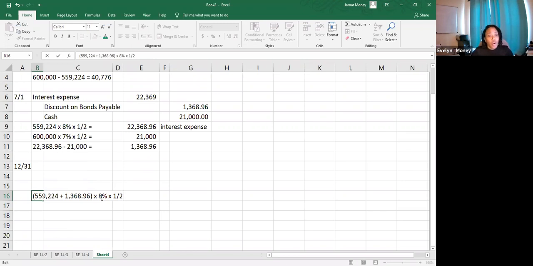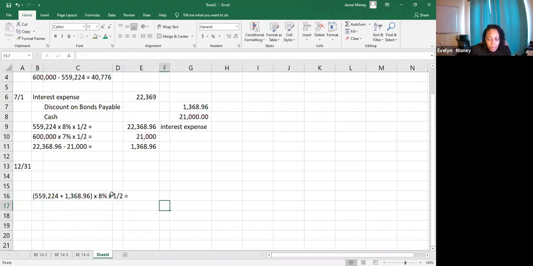Sometimes students move on to the next period, or you may have to do it for a third period on an exam, or you may be asked to find total interest expense for the year, which means you'll have to calculate interest expense for period 1, then period 2. And what some students will forget to do is determine the new carrying value when calculating interest for the second period or the third period. So don't forget to find that new carrying value.